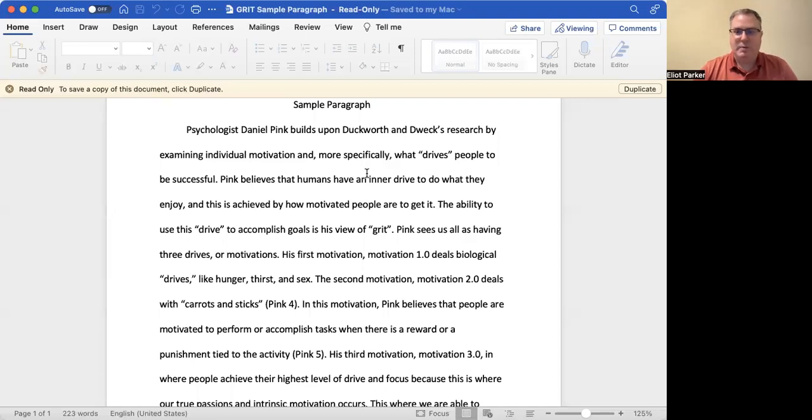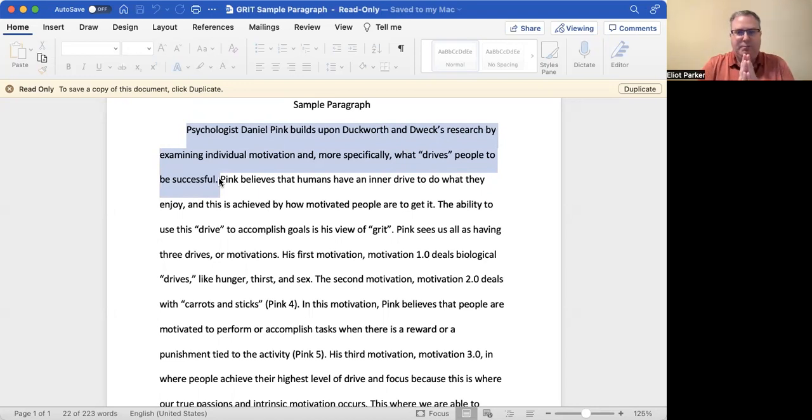Well, let's talk a little bit first about what's going on here, what's working and what has evolved through this paragraph as I was writing it. So the first thing I wanted to point out is this topic sentence, as I mentioned, that builds upon the previous two paragraphs that are the sample paragraphs in the module. I mentioned right off the bat that Pink is building upon Angela Duckworth and Carol Dweck's research by examining individual motivation and more specifically what drives people to be successful.